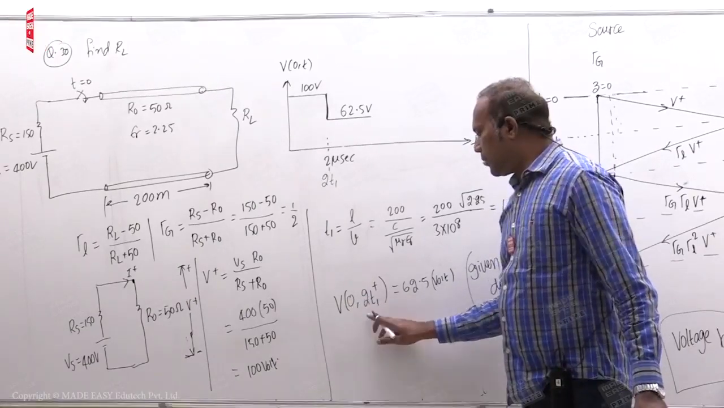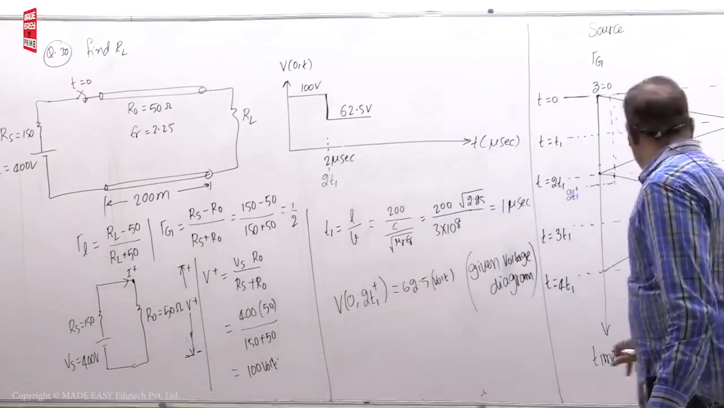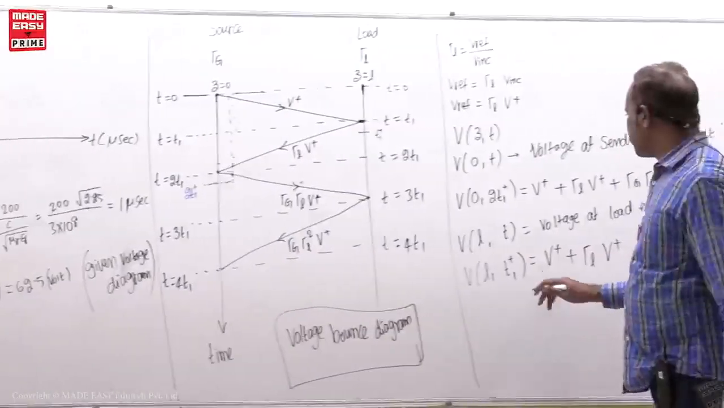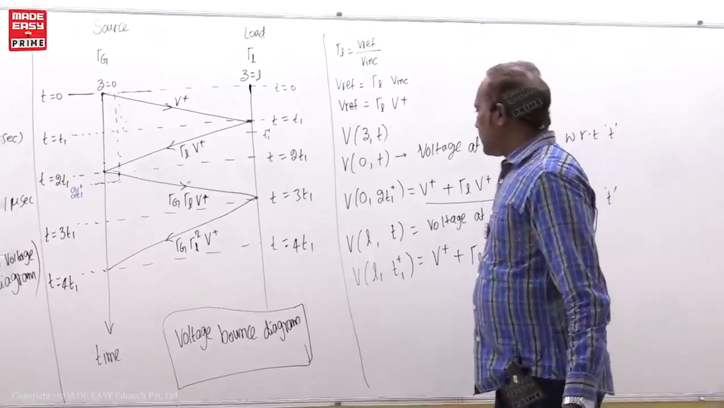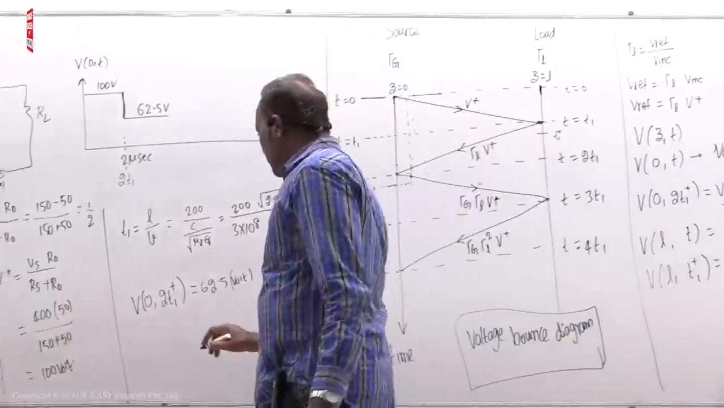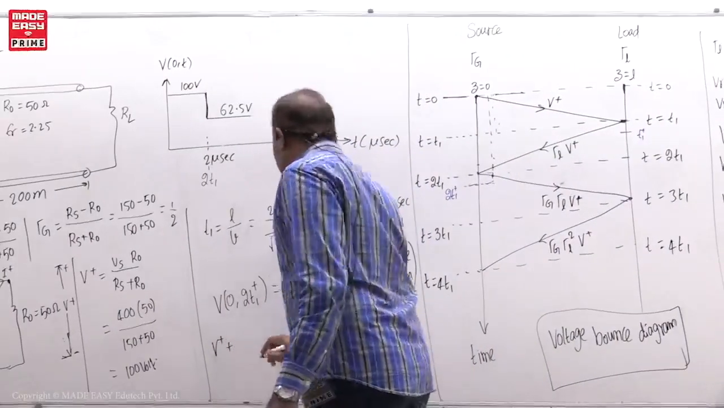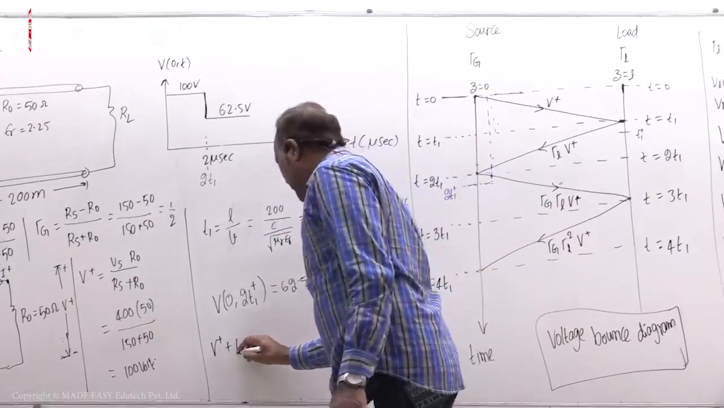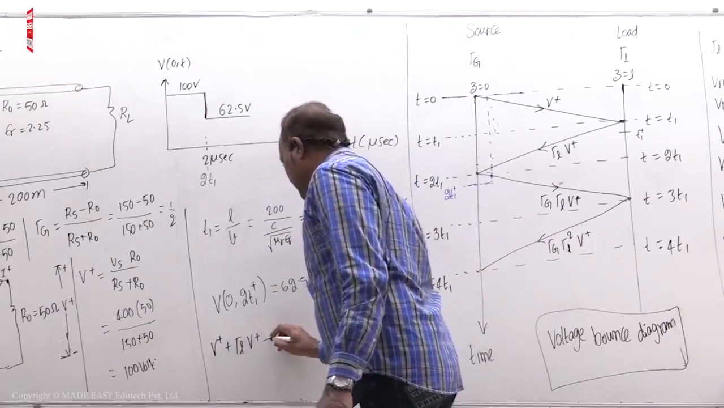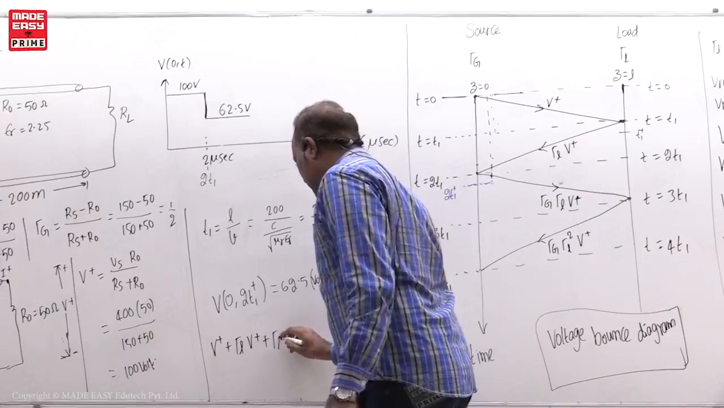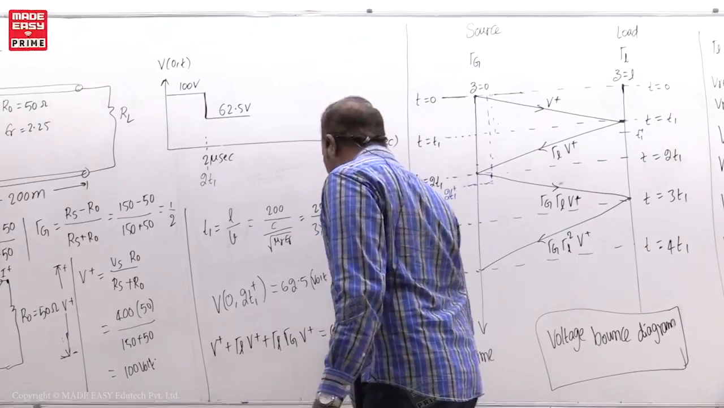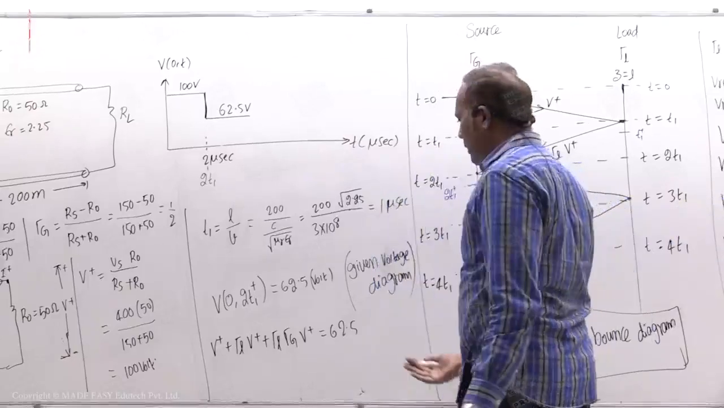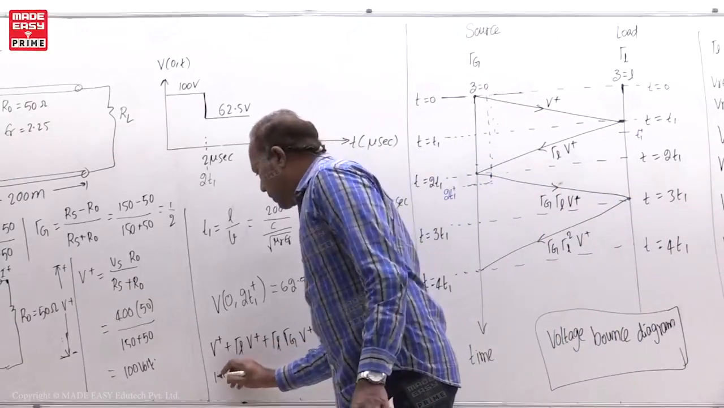That means Z is equal to 0 after 2 T1 plus time. Here it is, this one. So that means he has given V plus, plus gamma L into V plus, plus gamma L into gamma G into V plus, is equal to 62.5 as given. Now V plus is how much, student?